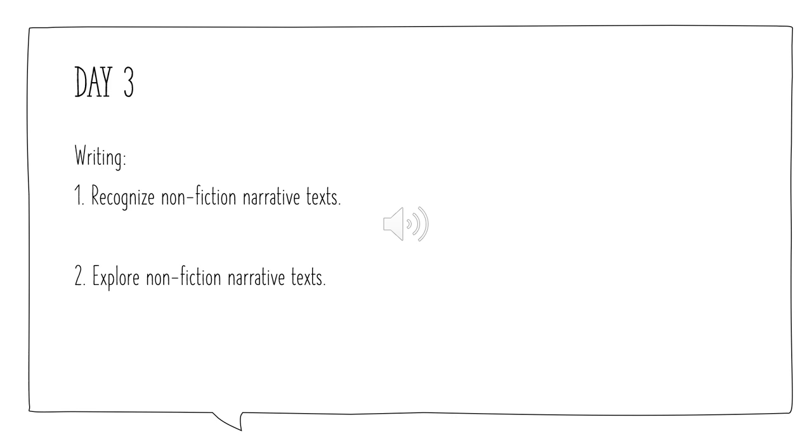Now, for day 3, we are going to start with our writing. As I told you before, we are going to concentrate on nonfiction narrative texts. We're going to recognize nonfiction narrative texts, and we are going to explore nonfiction narrative texts as examples of that kind of writing. We're going to concentrate on the words: pre-writing, dialogue, consequences, perspective, notable, contradict, and character.